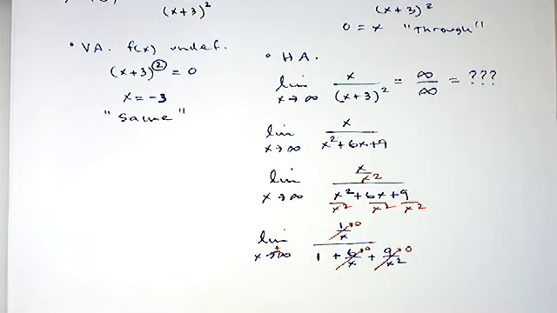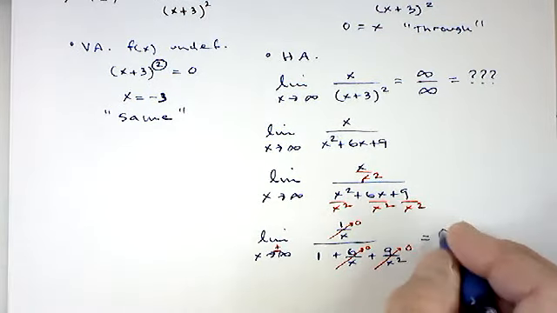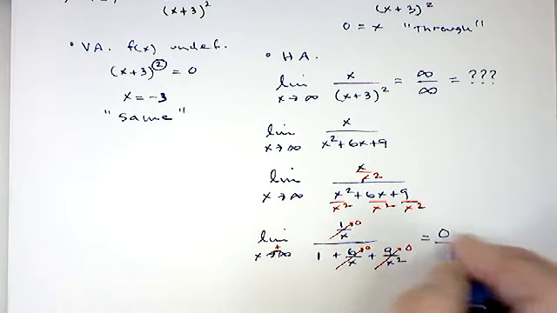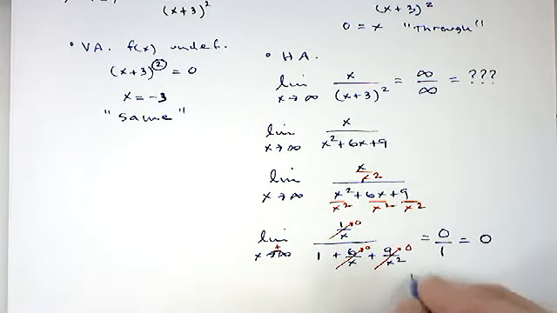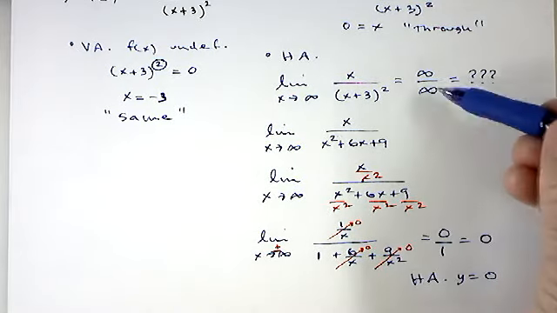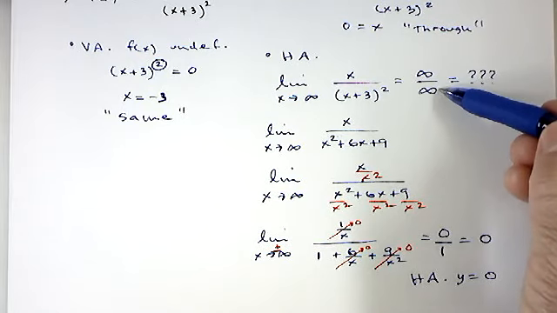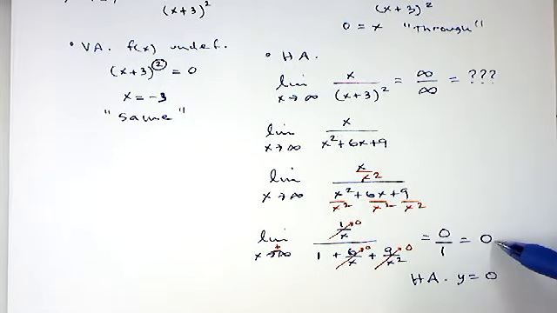So what does that leave me with? On top, I have 0, but on the bottom, I have 1, and 0 over 1 is 0. So my horizontal asymptote is y equals 0. So yeah, this time, think about this. Infinity over infinity was the original form of our limit. It actually equals 0. Or we should say it's approaching 0, right?